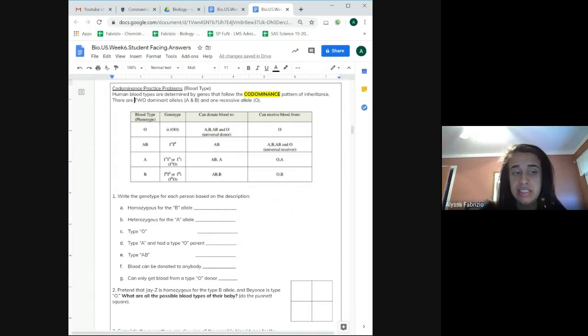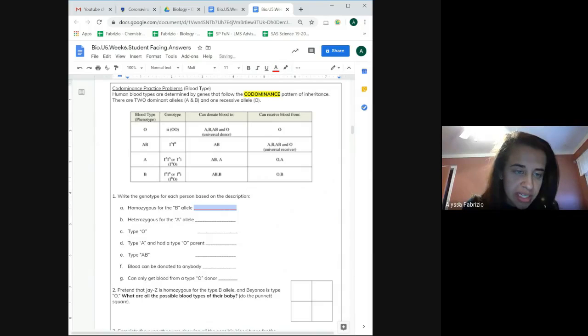And then it tells us that there are 2 dominant alleles, A and B. You guys have probably heard of A and B type blood. And then 1 recessive allele is type O. So if you have O-type blood, you are necessarily homozygous recessive, because to be expressed, it needs to be homozygous. So looking at this chart, we can see what these questions are asking us.